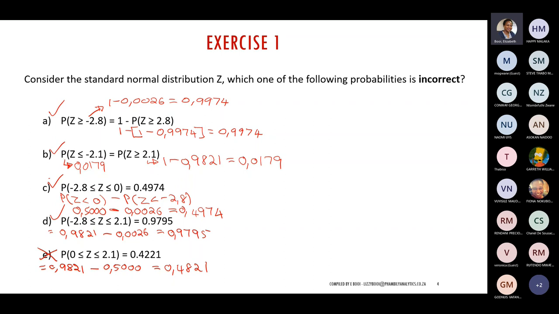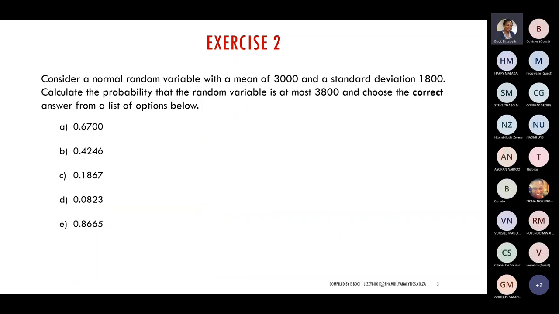So we have found which one is our incorrect answer, and that's how we will answer the questions, right? Do you have any question before we move to the second one? Okay. More questions? So let's move to question number two.